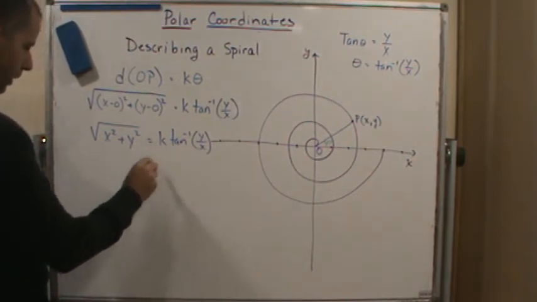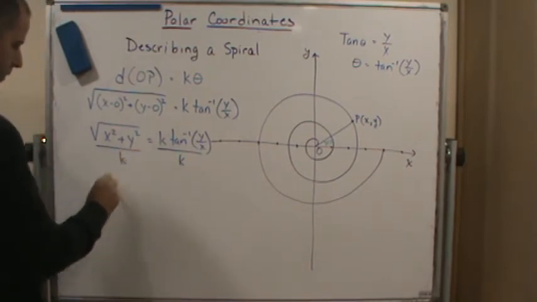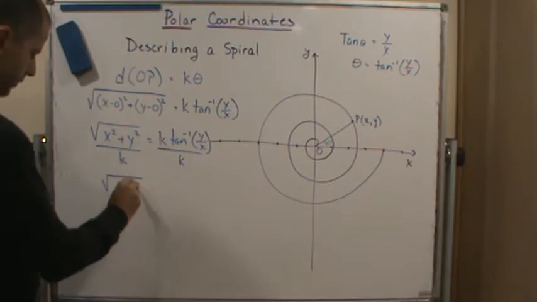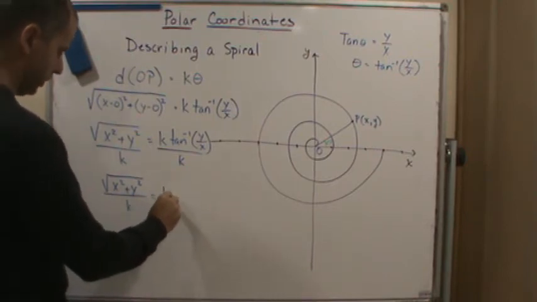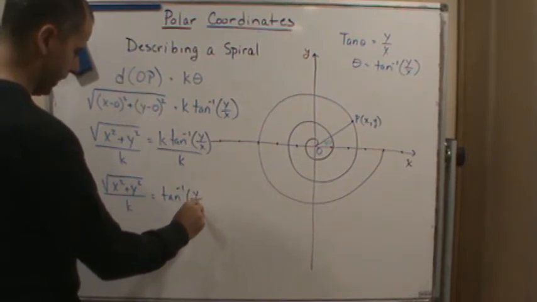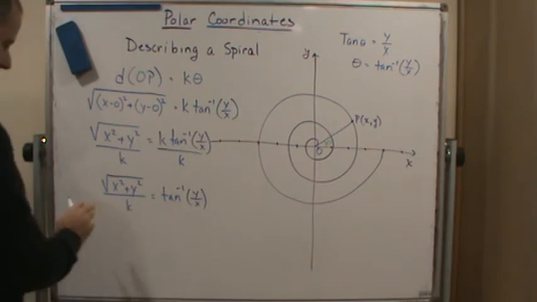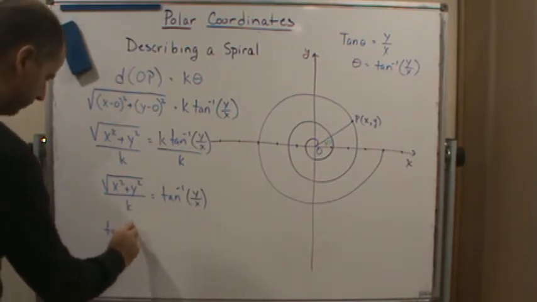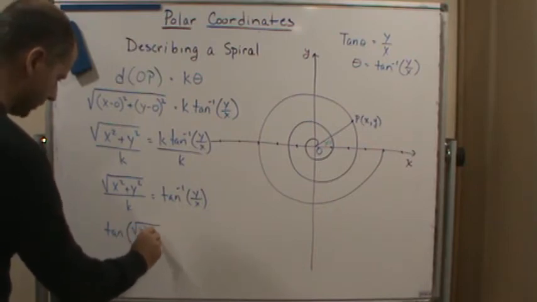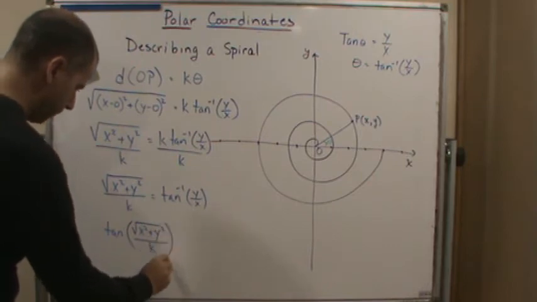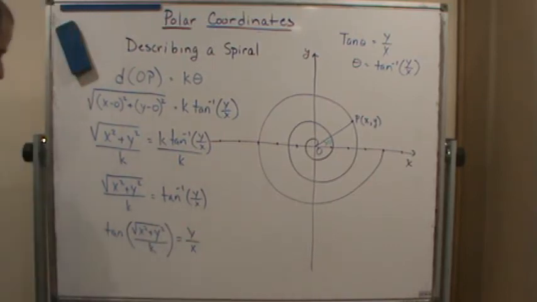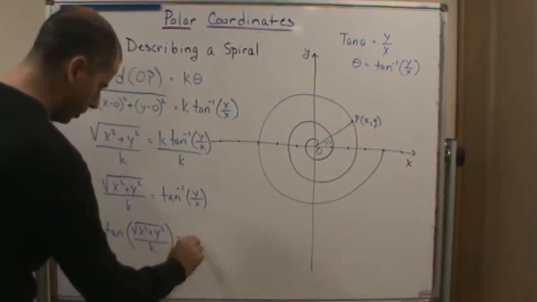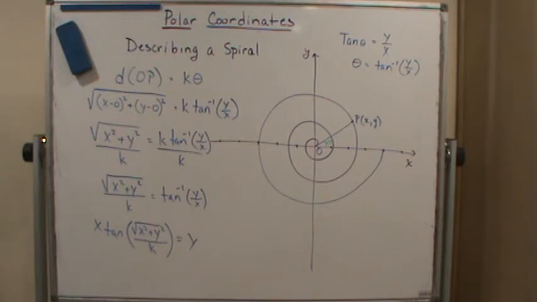So let's divide both sides by k. Okay, so now we get the square root of x squared plus y squared over k is equal to tangent inverse of y over x. And so now I'm going to take the tangent of both sides. If I take the tangent of both sides, I get the tangent of the square root of x squared plus y squared over k equals y over x. And then now all I have to do is multiply both sides by x, and I get my final result.